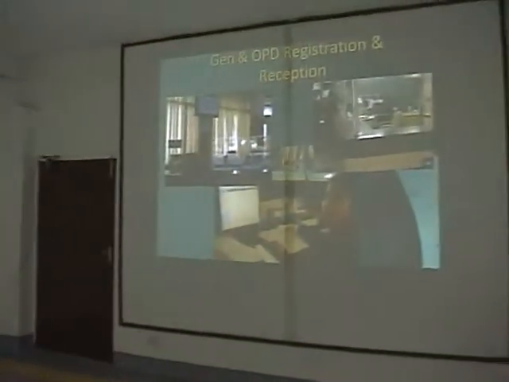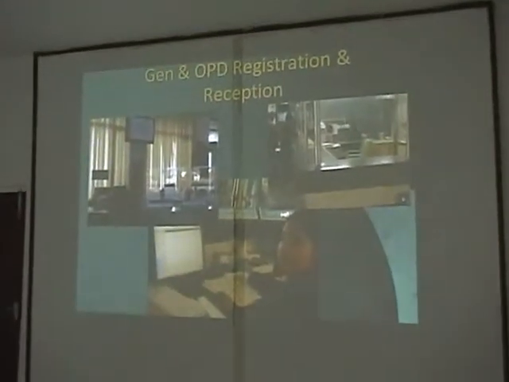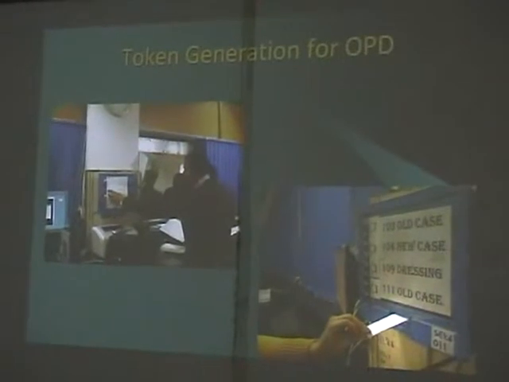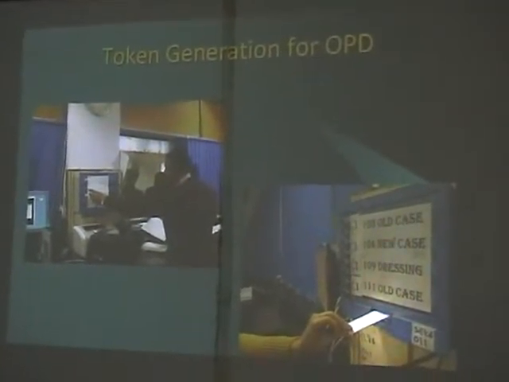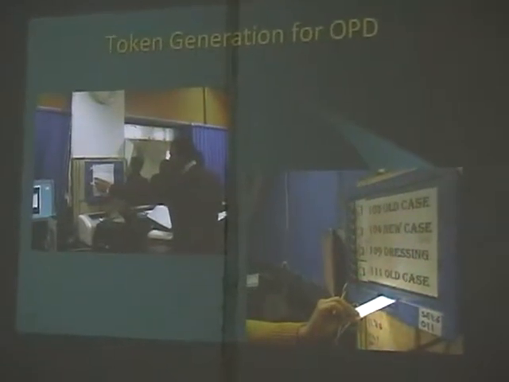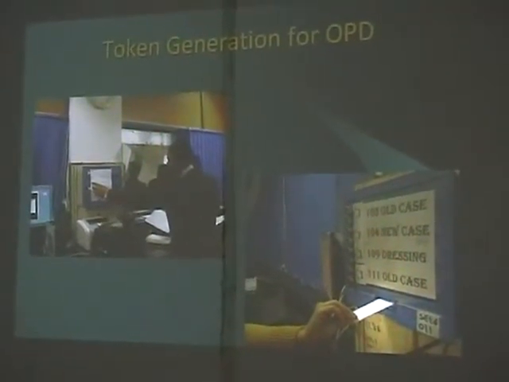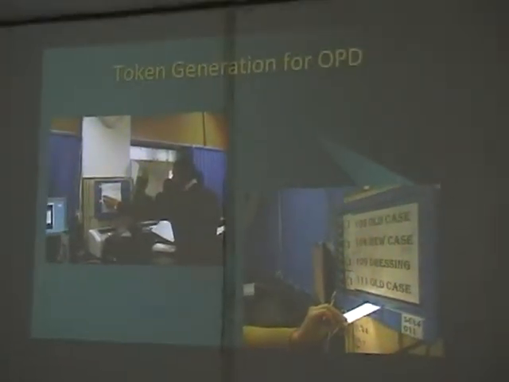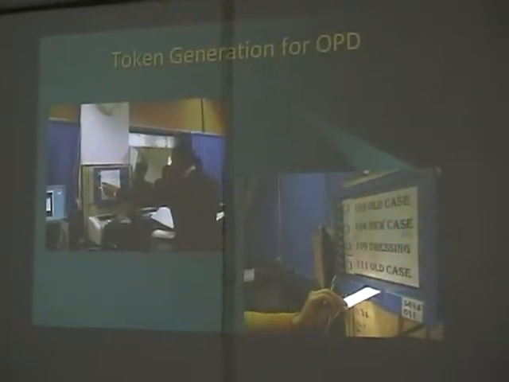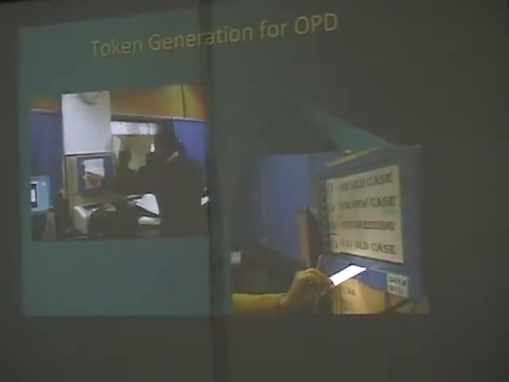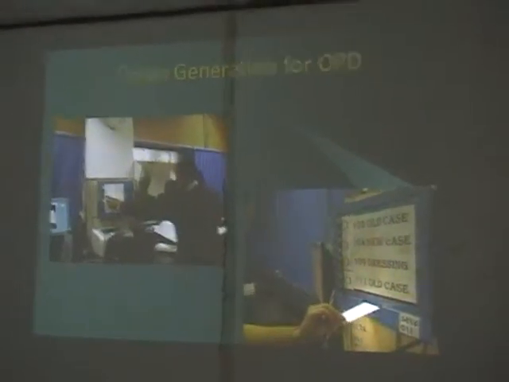These are the general OPD registration and the reception counter at the trauma center. The token is generated if people are walking in. Even then we refer to them as old case, new case, dressing, or specific old case, and the token is generated at the hospital also. So you can either call the call center and get an appointment, or once he walks in, he gets an appointment, provided that the doctor is available on that particular day and that particular night.